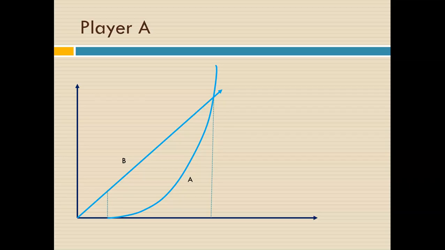Okay? So, let us now make the equations that model the motion. Player B is easy. Player B is moving at a constant velocity. What's the equation for constant velocity?